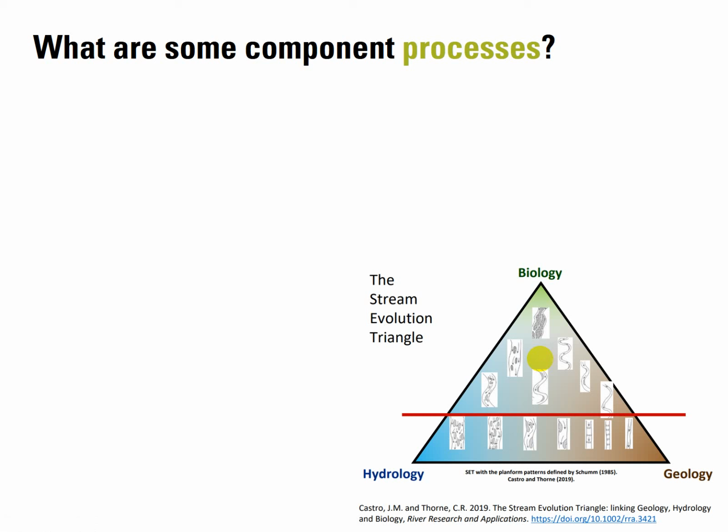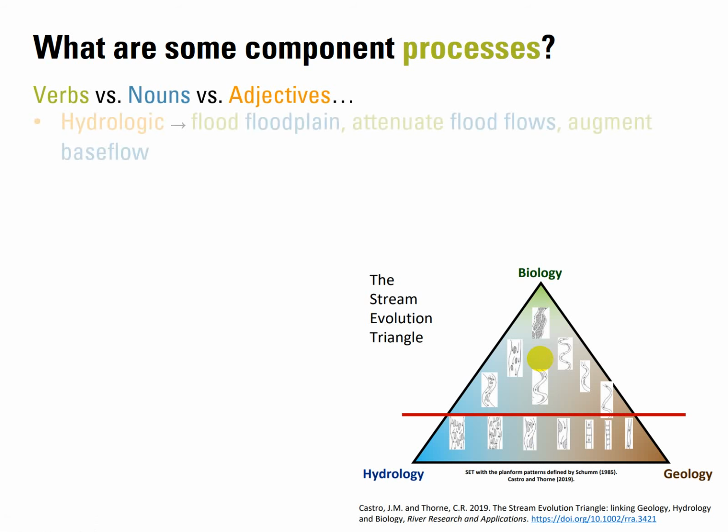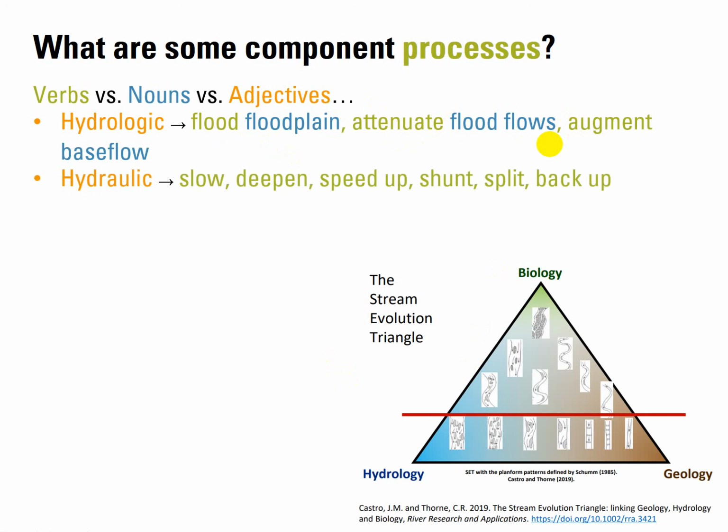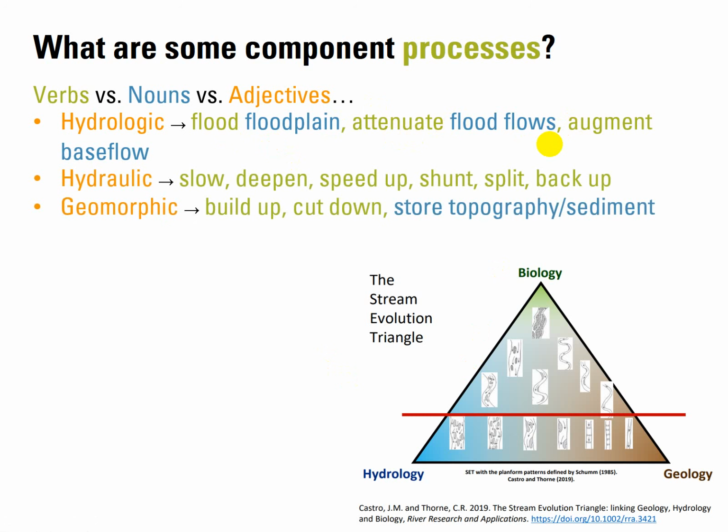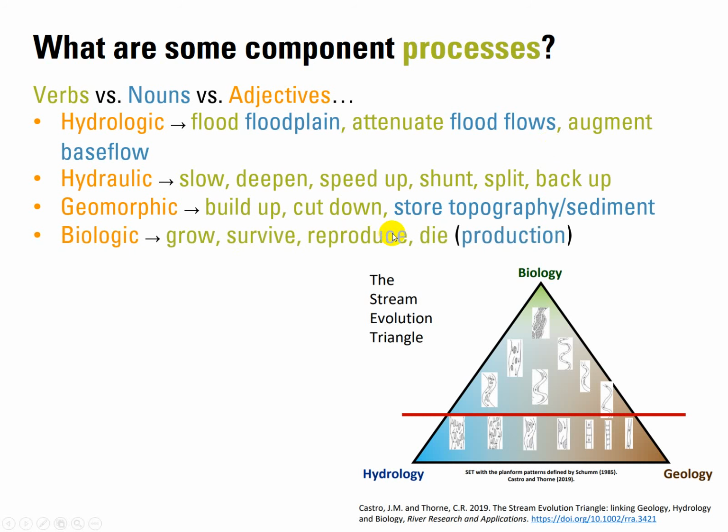So if we look at those component processes, it's helpful to think about the processes as verbs versus the things that they may create or influence as nouns. So we've got hydrologic processes, so things like flooding and attenuation, augmenting, hydraulic processes here of slowing, deepening, speeding up, shunting, splitting, backing up, those sorts of things. Geomorphic: building up, depositing, deposition, cutting down, eroding, or storing that topography and sediment. And then biologic, so grow, survive, reproduce, die, right?